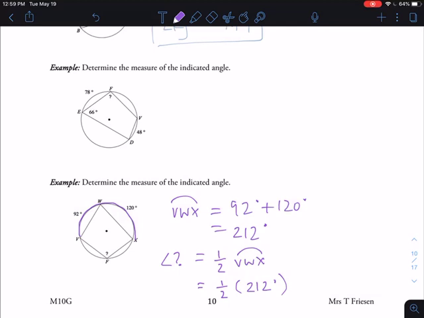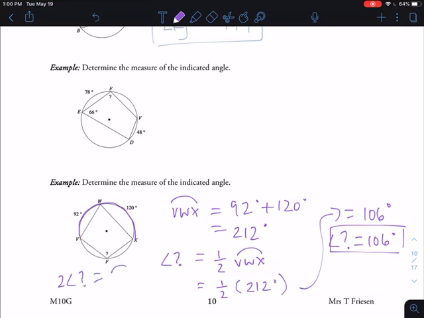Okay, let's go up to the side here. So that gives me 106 degrees, but I want to make that look a little bit nicer. So I'm just going to write a final answer here. Now, the other way I could have written that is I could have said 2 times angle question mark is equal to arc VWX. Then I would have divided both sides by 2, but you will see we get the same answer. So both of those methods are fine.